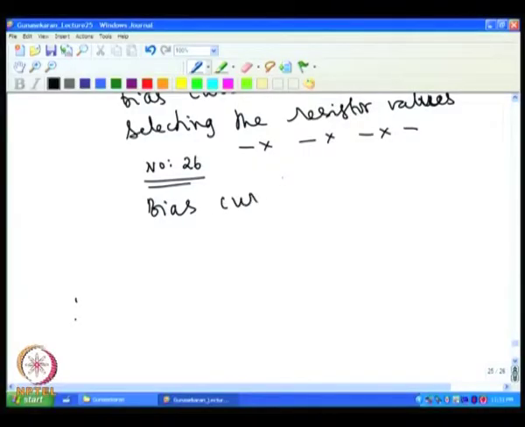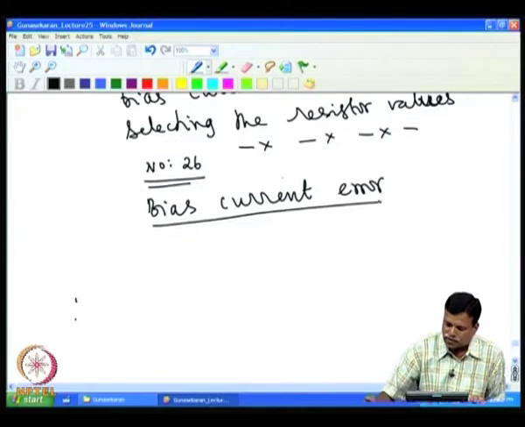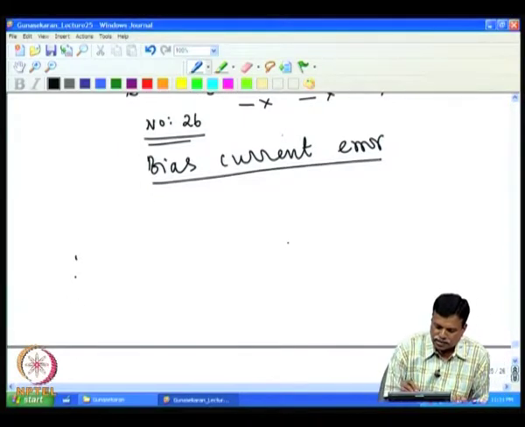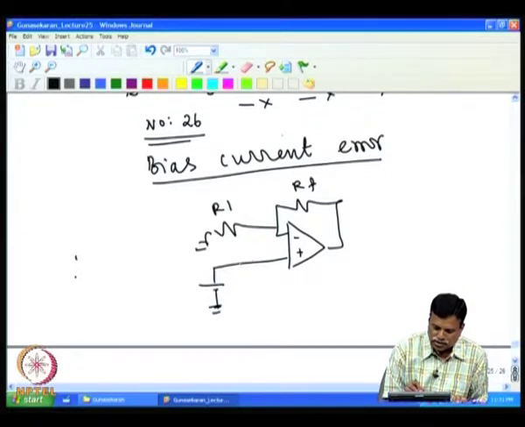We continue that in this class now. The bias current error is what we are going to discuss in detail today. What we had done in the earlier class, to remove the bias current error, the suggested method was that you have the two gain resistances here, say RF and R1, and at the plus input, where we are giving the input voltage, we add for example one series resistance here.